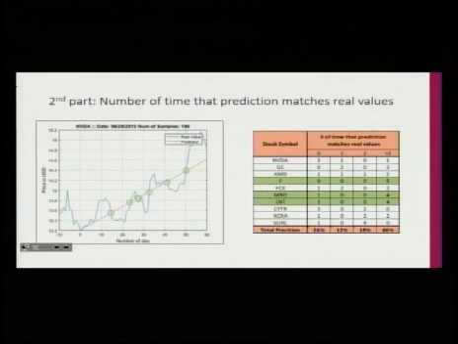And then for the second part, I count how many times the line crossed the real value. So basically, how many times we predict the stock value. So we found that only 40% of the times the prediction wasn't exactly accurate, and actually 46% of the time we predict the value over the future more than 3 times over the 60 days.